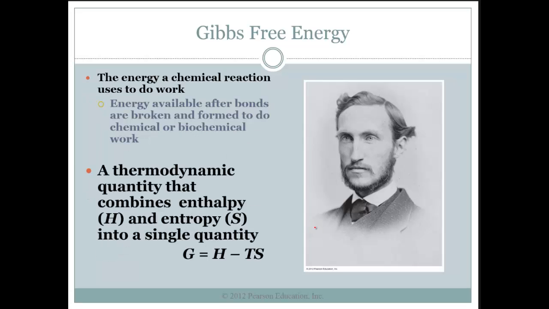The energy in a chemical reaction used to do work. This is the energy available after bonds are broken and formed to do chemical or biochemical work. It is a thermodynamic quantity that combines enthalpy H and entropy S into a single quantity. G, for Gibbs, is equal to enthalpy H minus T, for temperature, times S, for entropy.